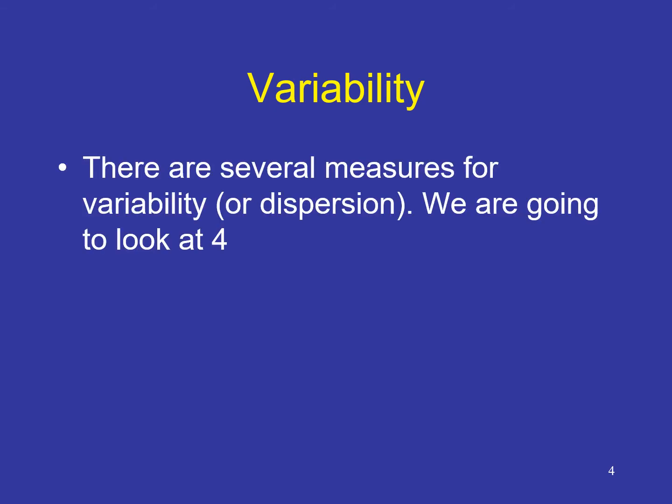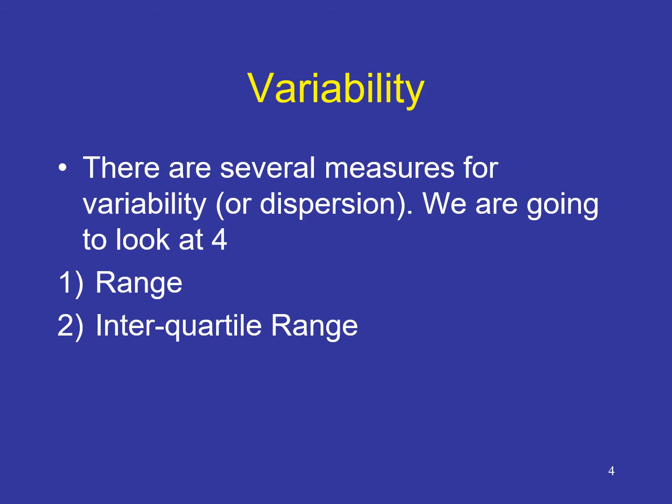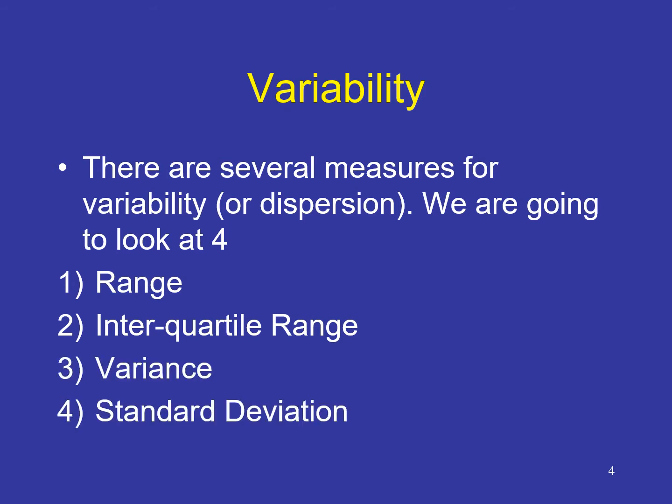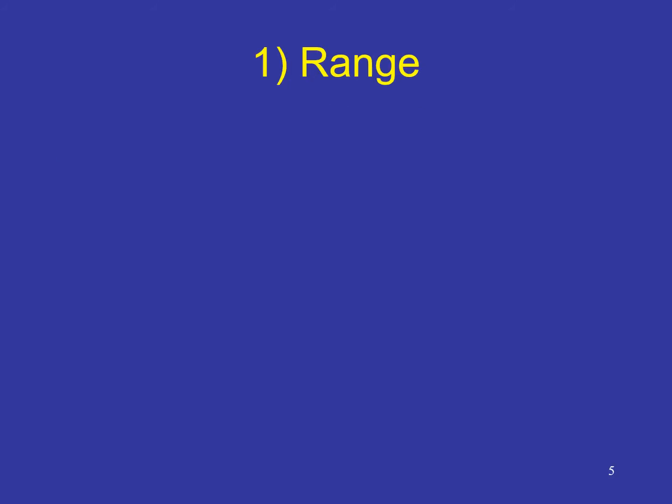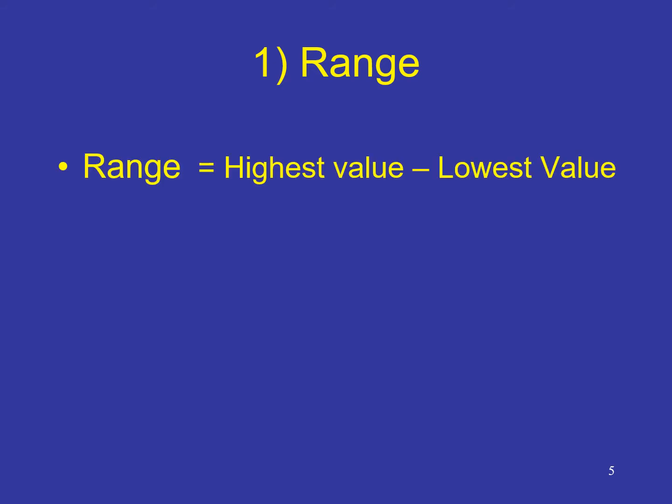There are several measures of variability. We're going to look at 4 of them: the range, the interquartile range, the variance, and the standard deviation. So first of all, let's have a look at the range. Now the formula for the range is the highest value take away the lowest value.